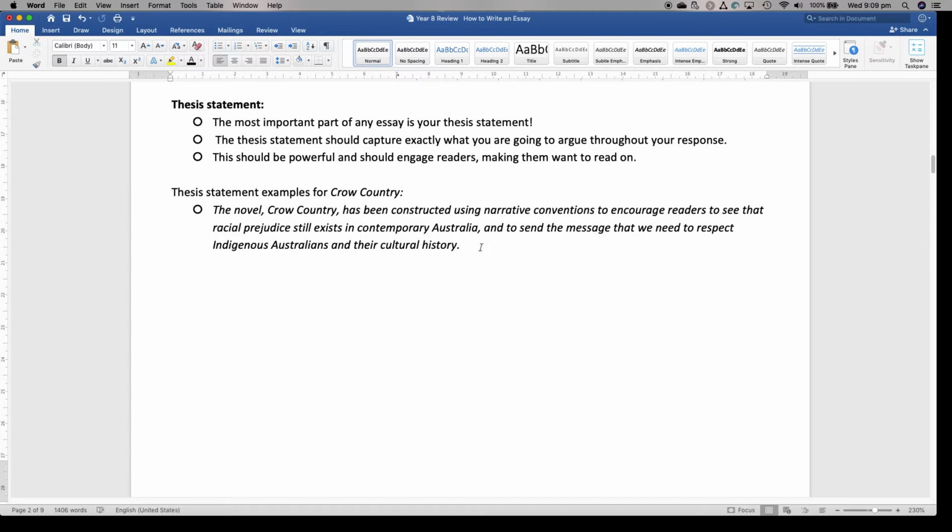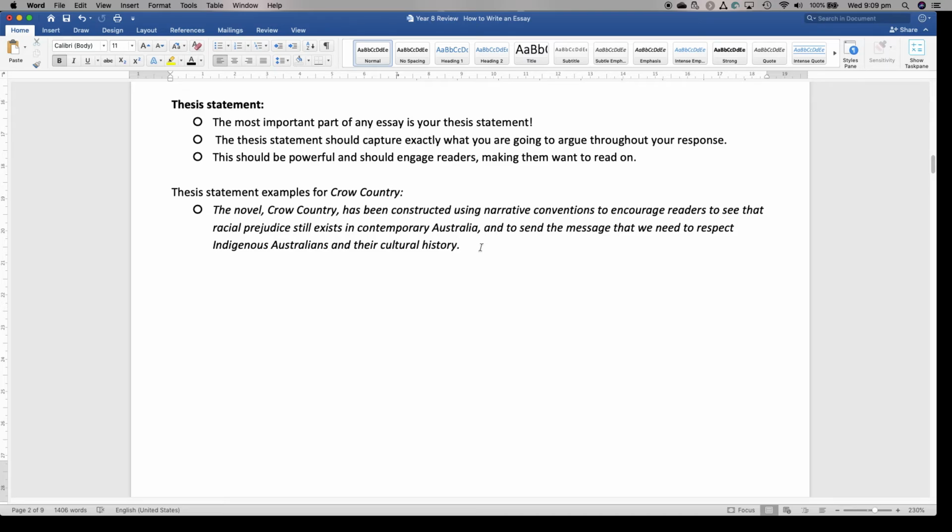And you want to make sure that it links to all of your body paragraphs. So write your thesis statement and say, does this match what I'm planning for my first body paragraph? Does it match my second body paragraph? Does it match my third body paragraph? And if it does, you know you've got yourself an effective thesis statement.